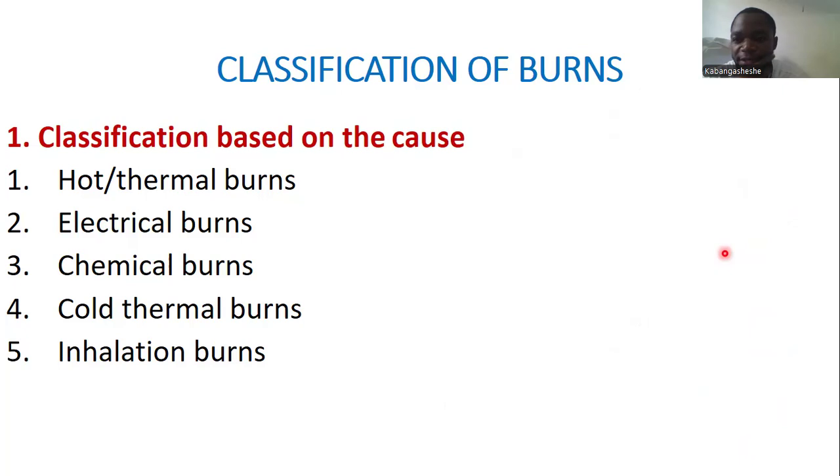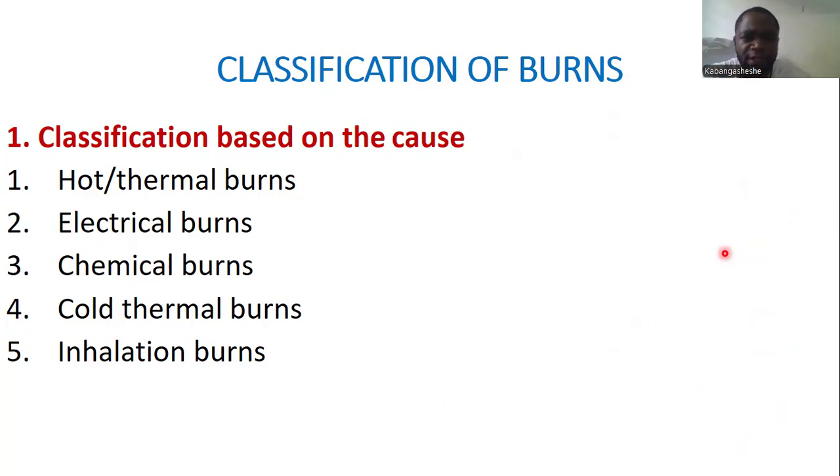Classification of burns is mainly by two criteria. You can classify burns looking at what caused that particular burn. Is it a burn resulting from dry heat? Is it a burn resulting from chemicals? We can also classify burns depending on the extent and depth of damage to the body. So the first criterion is based on the cause.